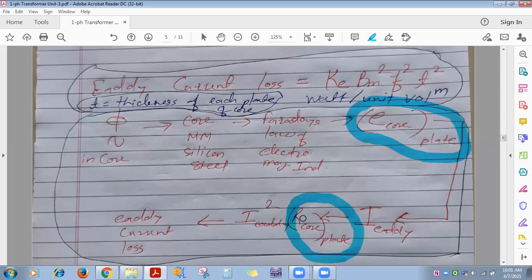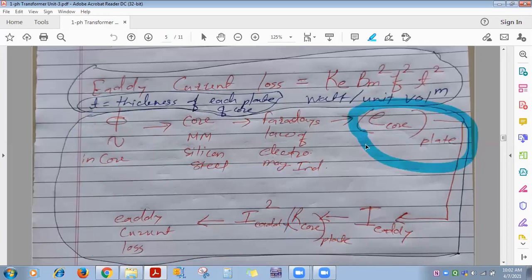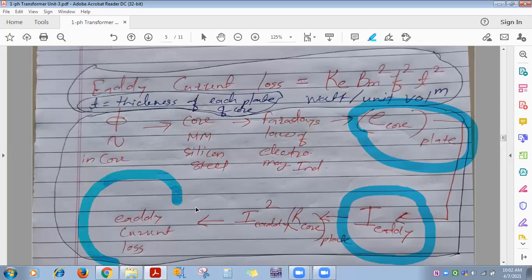Suppose we consider the resistance of each core plate. So the eddy current squared into the resistance of each core plate is called eddy current loss. Means alternating flux is flowing through the core. As per Faraday's law of electromagnetic induction, EMF gets induced in every plate of the core. Because of it, as the circuit of every plate is closed, current will flow through every plate of the core. And as current is flowing, some opposition will be offered to the flow of that current, and that is called eddy current loss. Means opposition offered, that is resistance, and because of that heat gets produced.